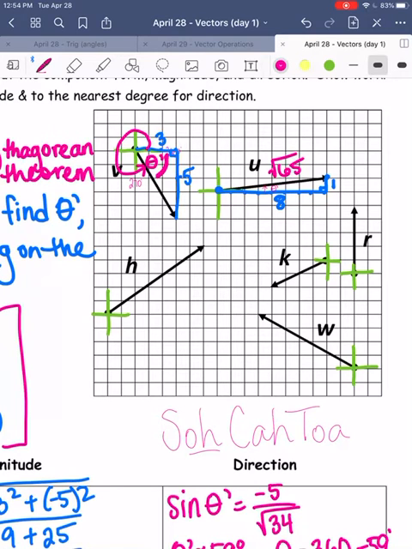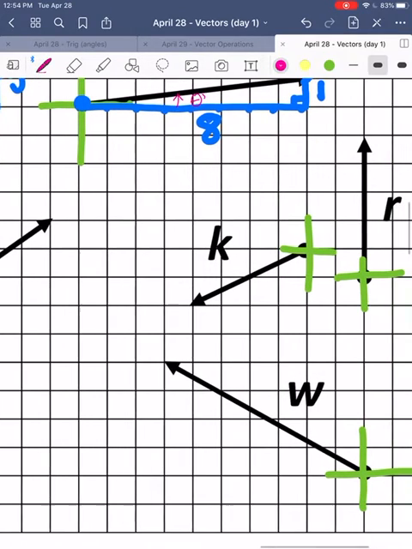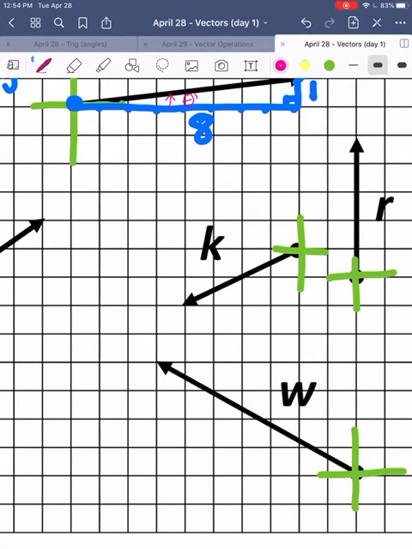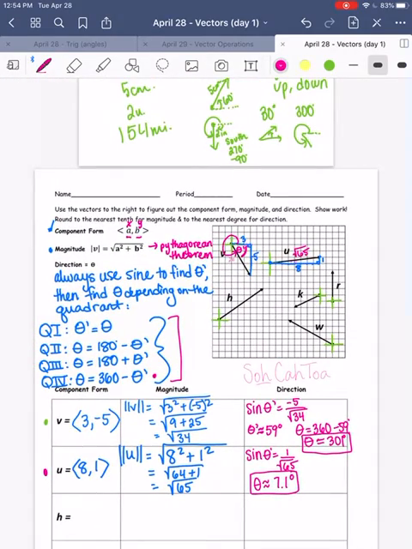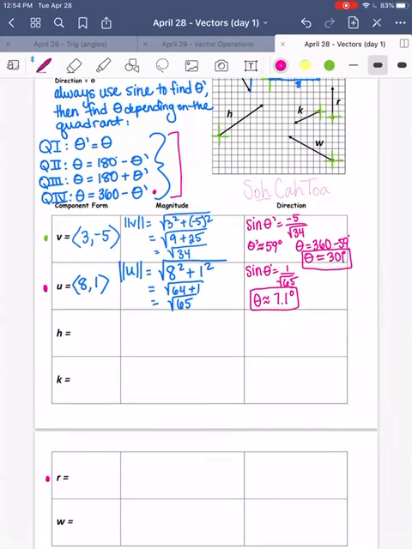Okay, no, I lied. Not H, because do y'all see H is in quadrant 1. But K, you're going to have to do a little work because it's in quadrant 3. And W, you'll have to do a little work because it's in quadrant 2. Okay, so I want you to try those. Now, I'm going to talk about R because R is a little bit funky. It's almost so easy it seems difficult.